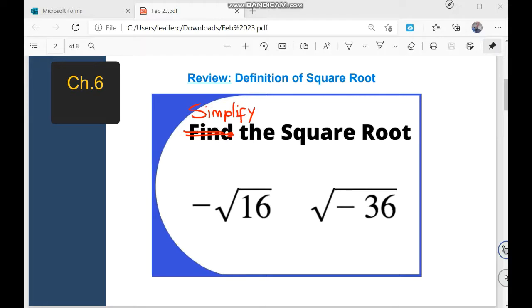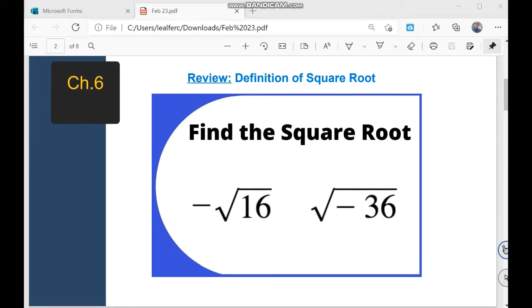The negative sign is outside the square root. Another situation, we have the square root of negative 36. How would you simplify? The first one, negative square root of 16. How would you simplify, if you can, the second one, square root of negative 36? Send me your messages.